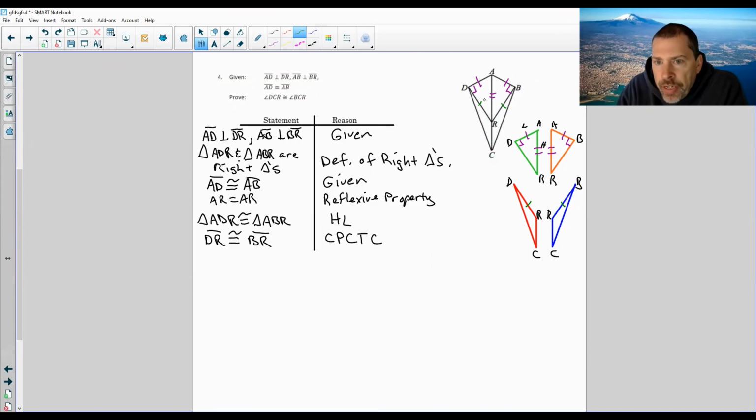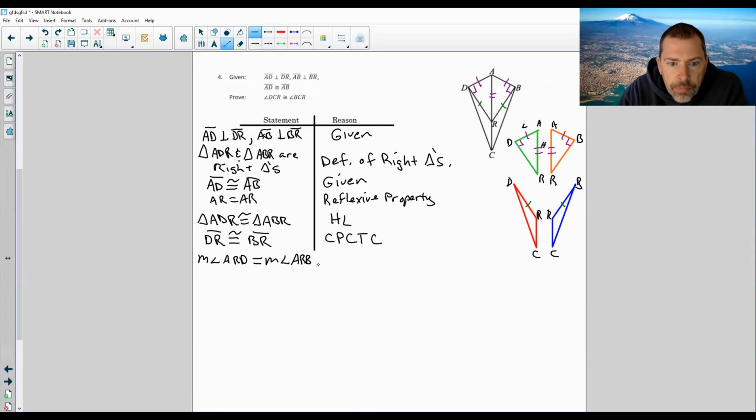Alrighty. So now I can say the measure of angle ARD is congruent to the measure of angle ARB. Let me just put this extender here, move it over. There, that's close enough. Okay, so ARD is equal to ARB in measure because, again, corresponding parts of congruent triangles are congruent. In this case, corresponding angles. So now I can say that this angle is congruent to this angle because these two triangles are congruent. So that is right here and here. And this ARC is a straight line, and there's a linear pair.